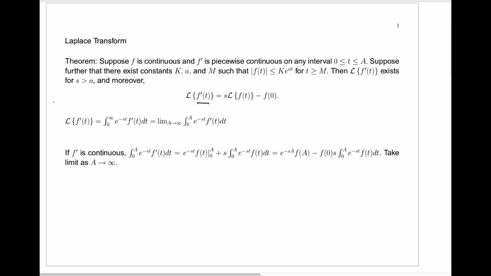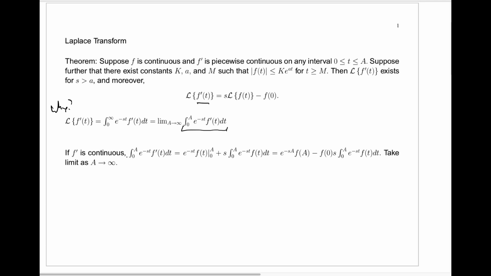The Laplace transform of f prime is just by definition the integral from 0 to infinity of e to the minus st, that's the kernel of the transformation, times f prime of t dt. And that can just be written as a limit, this improper integral, as a approaches infinity of the integral from 0 to a of e to the minus st f prime of t dt. Now we just want to know, how can we compute this definite integral? Well, as long as f prime is continuous, we can compute this integral in the standard way.